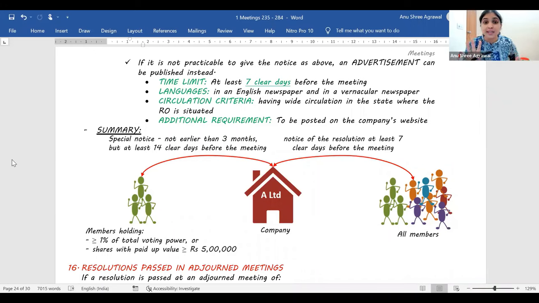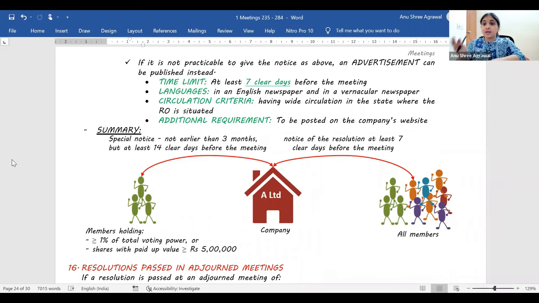For these four matters, who takes initiative? The shareholder takes an initiative, right? The shareholder takes an initiative for these four matters. How many shareholders? Shareholders holding at least 1% of the total voting power of the company, or shareholders holding at least 5 lakh rupees paid up share capital. They have to send special notice to the company in the last 3 months before the meeting, but at least 14 days in advance.